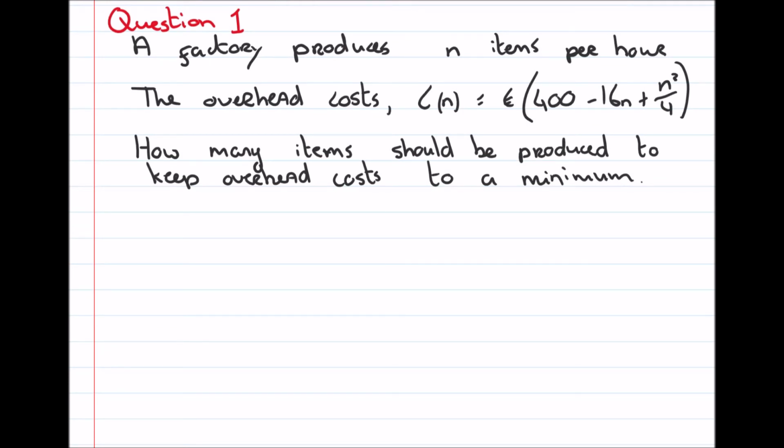A factory produces n items per hour. The overhead cost, where C stands for cost and n stands for the number of items, is 400 minus 16n plus n squared over 4. There's a euro sign here which doesn't really matter, it just lets us know that it's cost in euros. How many items should be produced to keep the overhead costs to a minimum?